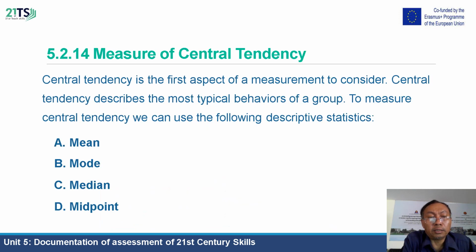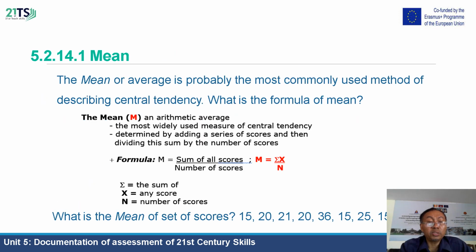Measures of central tendency. Central tendency is the first aspect of a measurement to consider. Central tendency describes the most typical behavior of a group. To measure central tendency, we can use descriptive statistics such as means, modes, medians, or midpoints. The mean or average is probably the most commonly used method of describing central tendency. Study the formula of the mean, then do the calculation with the statistics provided on this slide.